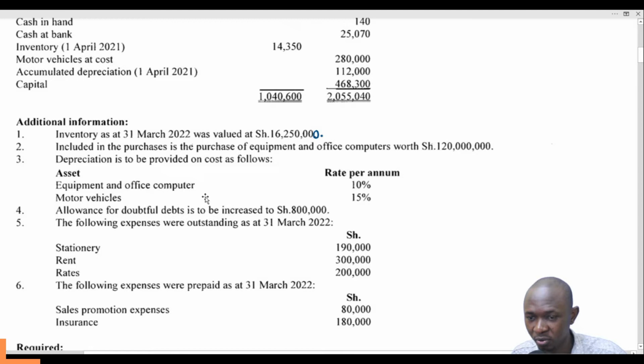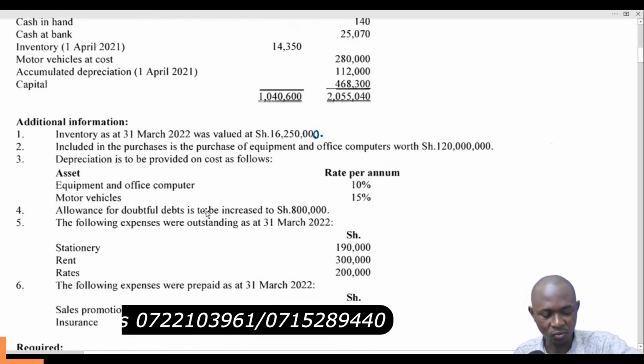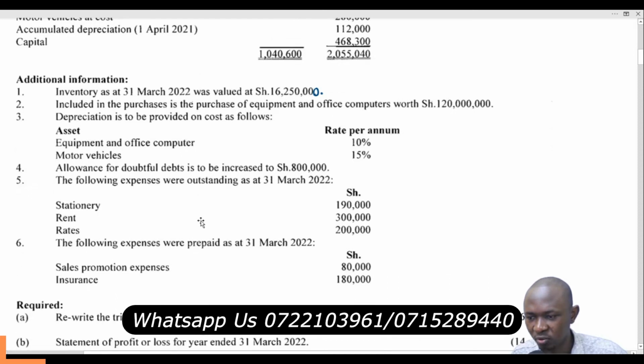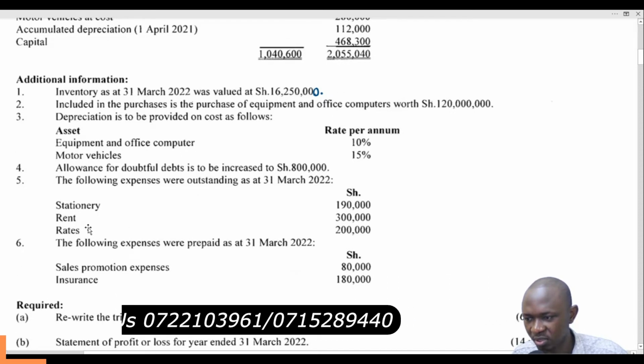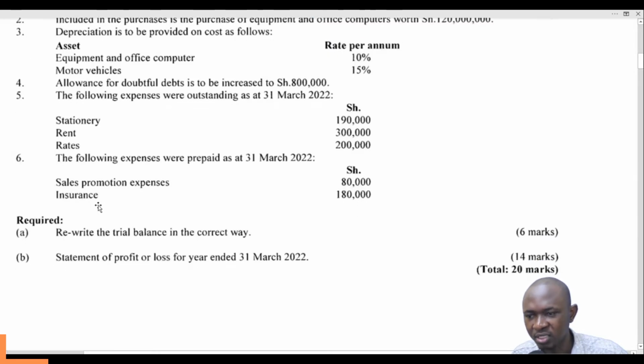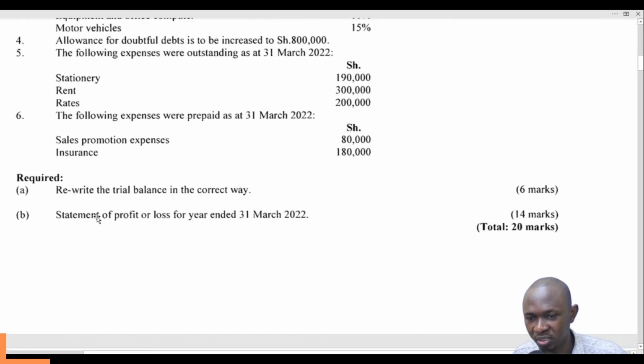Depreciation is to be provided on cost as follows: equipment and office computer at 10%, motor vehicle 15%. Allowance for doubtful debts is to be increased to 800,000. The following expenses are outstanding: these are outstanding expenses, the three of them: stationery, rent, and REX. And then the following expenses were prepaid: the sales promotion expense and the insurance expense.